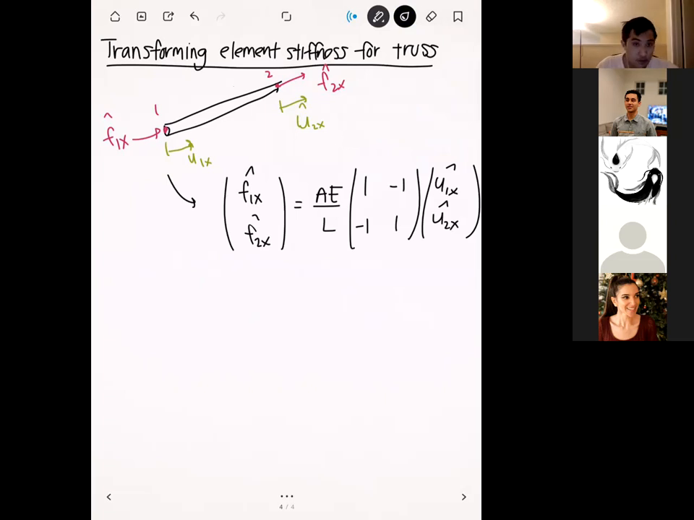So that's just the element stiffness matrix for a truss that we worked with on Tuesday. Okay? But now that we've introduced this idea of the local and the stationary coordinates, now we can put hats on all these guys because these are all in the local coordinates. Okay. And so now what we want to do is we want to transform this element stiffness matrix so that it can be in the stationary coordinates. Okay.